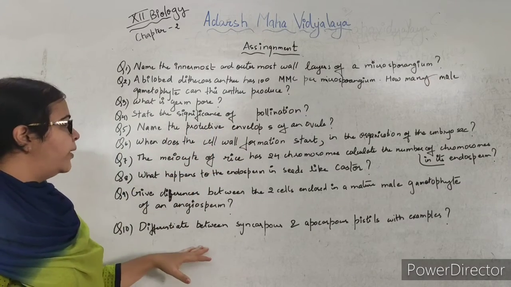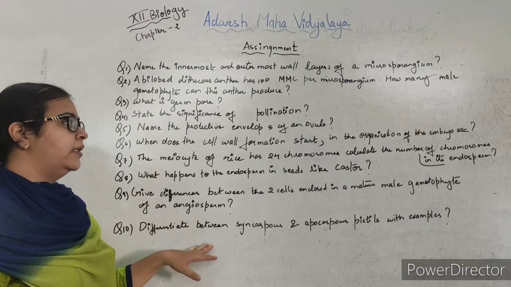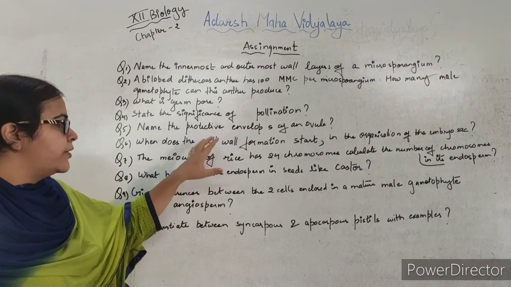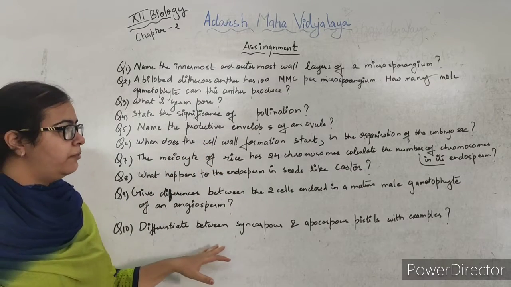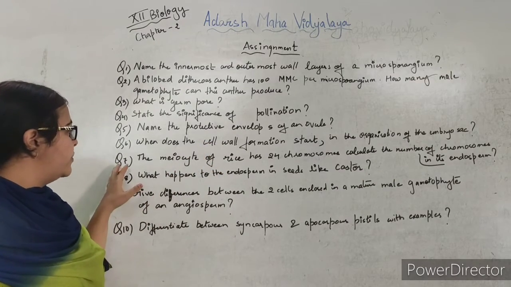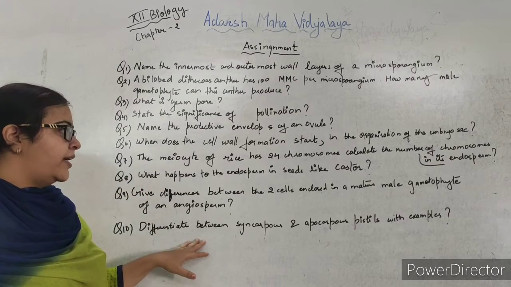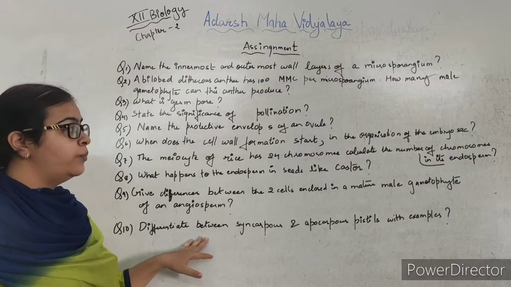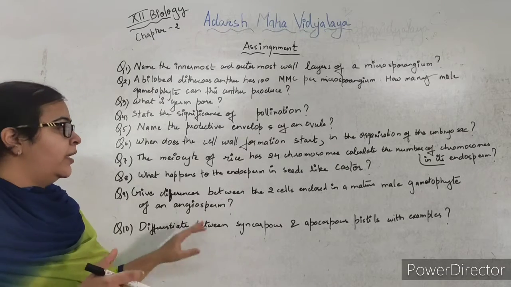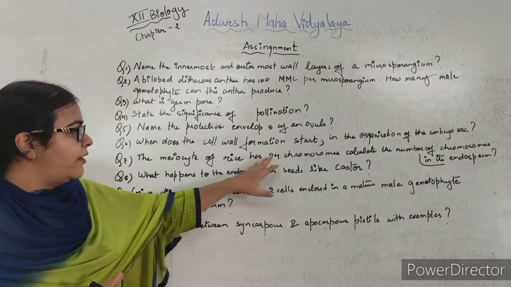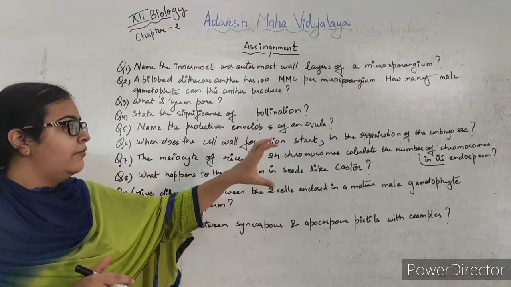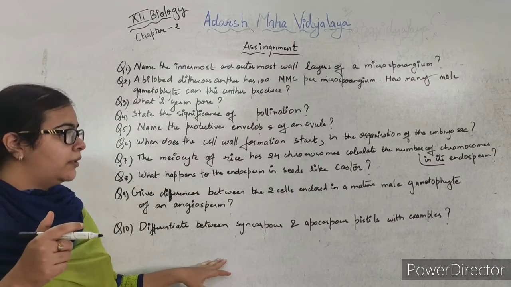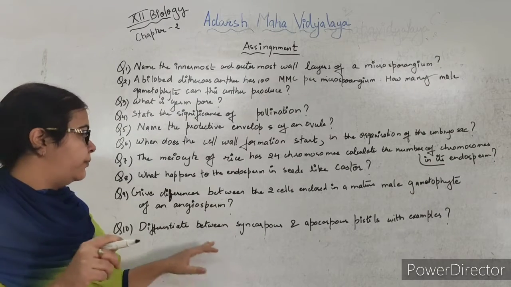Question number 6, when does the cell wall formation start in the organization of the embryo sac? So the answer for this question you will get in the development of female gametophyte. Question number 7, the meiocyte of rice has 24 chromosomes, so you have to calculate the number of chromosomes in its endosperm. If the meiocyte of rice is having 24 chromosomes, then when the endosperm will be produced in this rice, what will be the number of chromosomes in its endosperm?